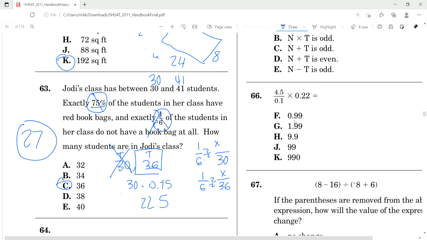So now that we have a whole number of 27 students, and we have a total of 36 students, we can do 36 minus 27, that gives us 9. Actually, 3 students don't have backpacks, since 1/6 of 36 is 6. Cool. Moving on to number 69.